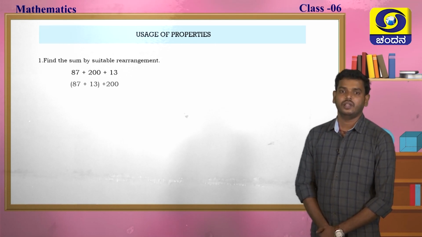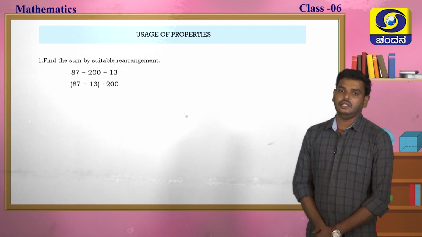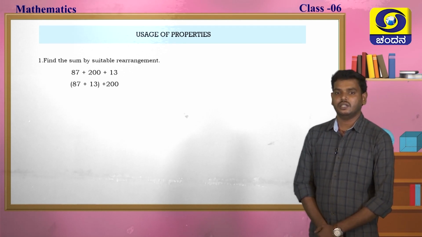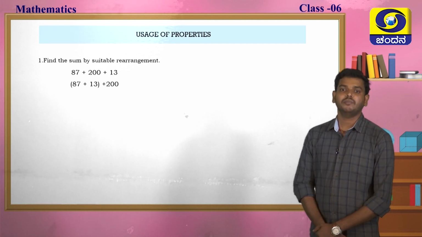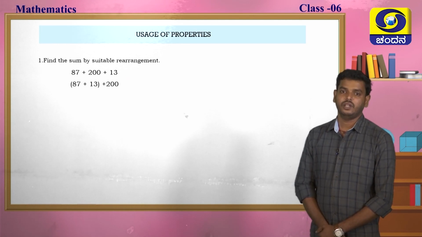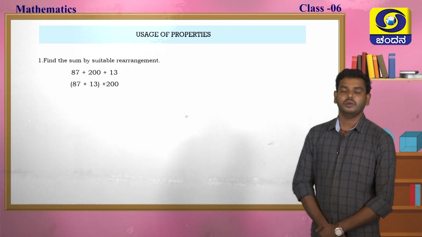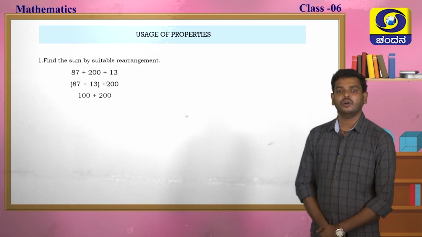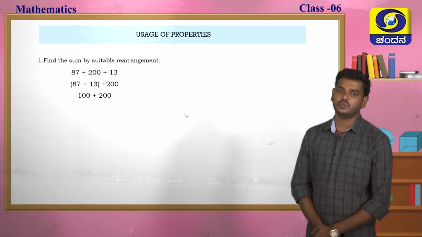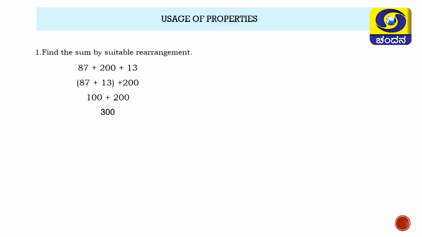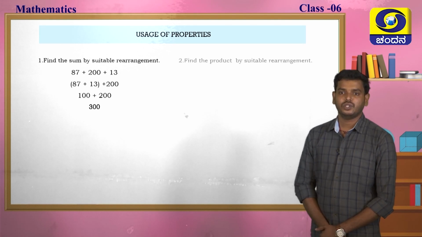See, children, 87 plus 13, I will rearrange first and third term. Why? Because my simplification will be easy. 87 plus 13 I will group, plus 200 I will add. 87 plus 13, how much? Yes, it is 100 plus 200. So, your answer is ready, that is 300. I hope it is quite easy as compared to your long process of addition. We will move to the second question, children.